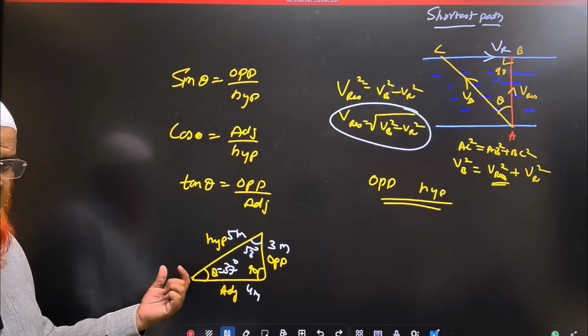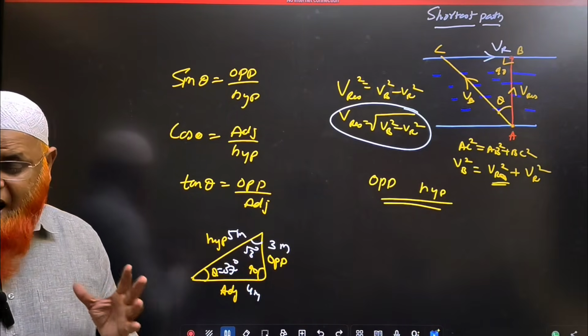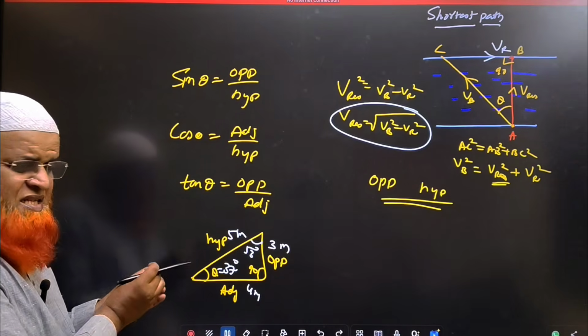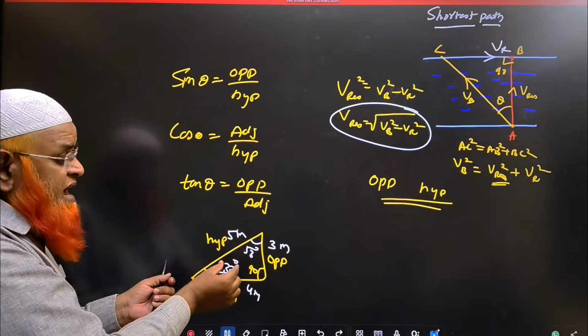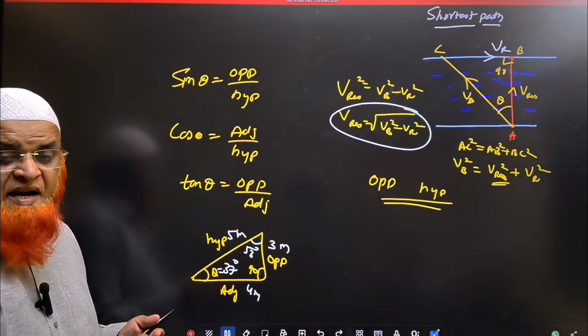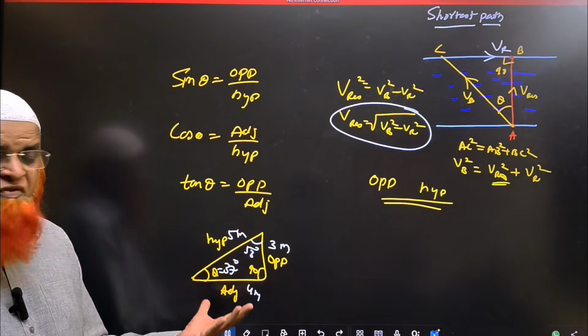Just remember. And what are the angles here? 37. What is this angle? 53. समझ में? Angle तो मालूम है ना? 37 degrees, 53 degrees. So smallest angle is 37. और smallest angle के opposite में smallest side. उससे थोड़ा बड़ा angle 53 degrees. उसके opposite में थोड़ा बड़ा side, which is 4. And सबसे greatest angle, 90 degrees. And what is the opposite to 90 degrees? It is going to be 5 meters.